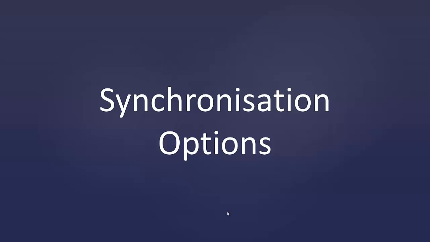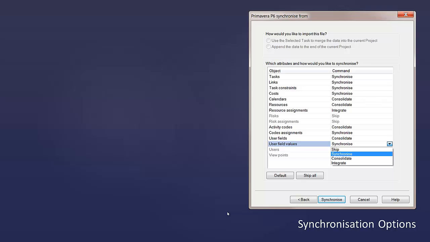So our synchronization options. Here's that window again. Skip, synchronize, consolidate, and integrate. What are each of them and how do they work? So skip. For each attribute, you have the option to choose independently between these 4 options. Skip will say that that attribute is not going to be considered at all. Whatever is in Synchro is just going to be what's kept. It's not going to consider any changes that have been made in the outside program.